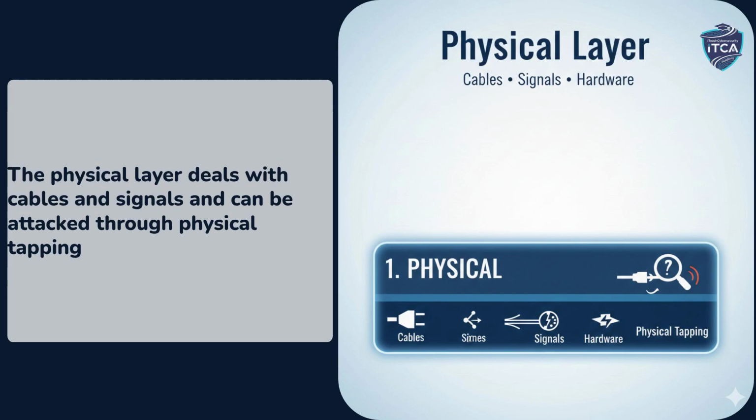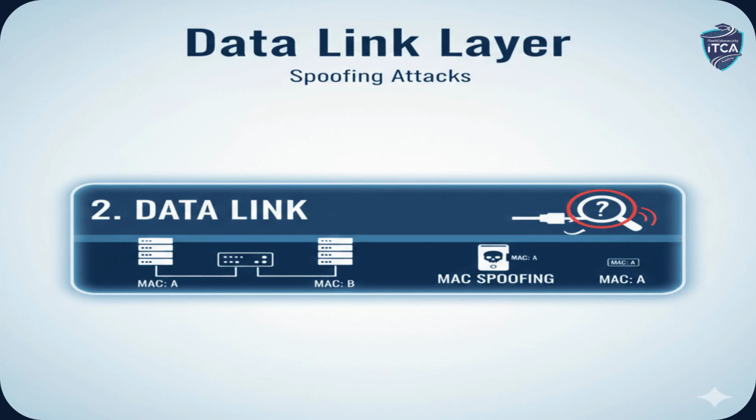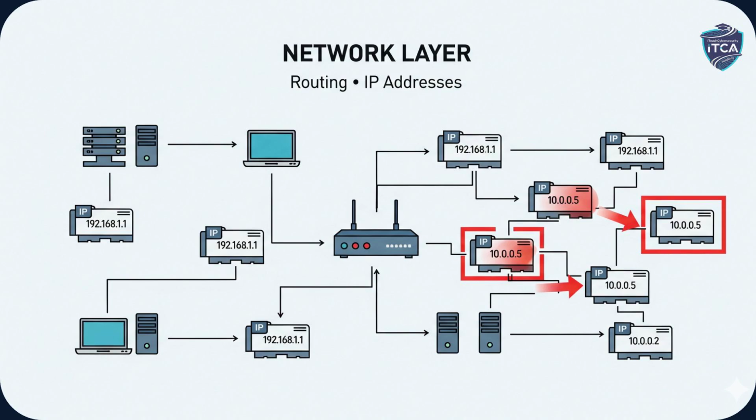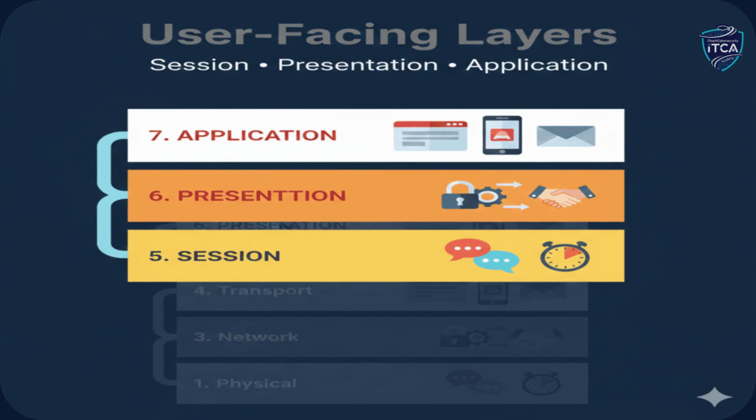The physical layer deals with cables and signals and can be attacked through physical tapping. The data link layer manages communication between devices and is vulnerable to spoofing attacks. The network layer handles routing and IP addresses and is targeted by IP-based attacks. The transport layer ensures reliable delivery and is often targeted by session and flooding attacks. Finally, the session, presentation, and application layers handle communication sessions, encryption, and user interaction, where phishing, malware, and application-level attacks often occur.